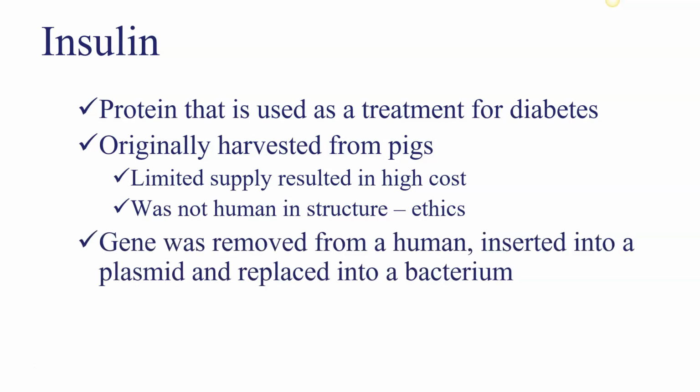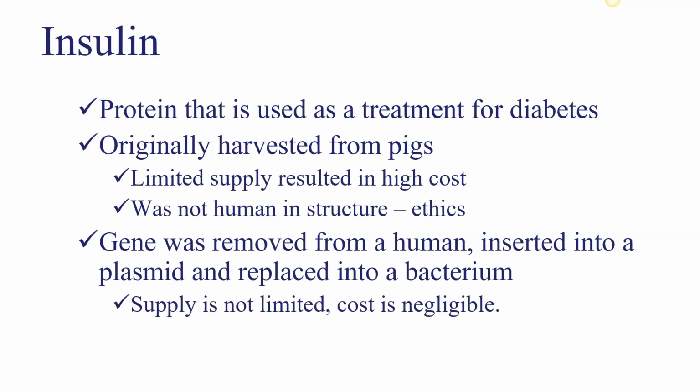So what they did was they removed the gene from a human, they inserted it into a plasmid, they put the plasmid into a bacterium, and now the bacterium, 24 hours a day, 7 days a week, 365 days a year, generates insulin, and that insulin can be harvested. That makes the supply not limited, which drives the cost to be very inexpensive. Nowadays, if you can't afford your insulin, there are places that will give it to you, which means that if you decide not to treat insulin-dependent diabetes, it is a choice and not a necessity.